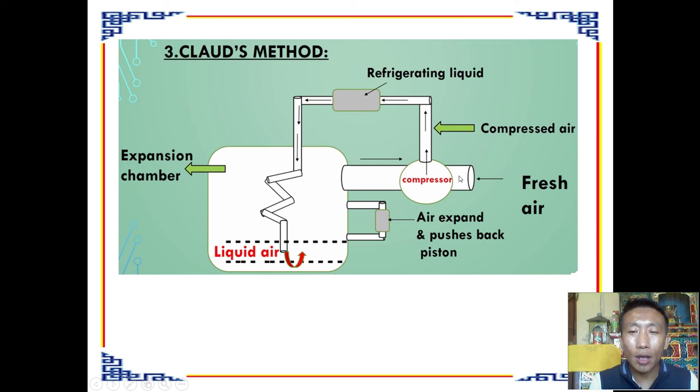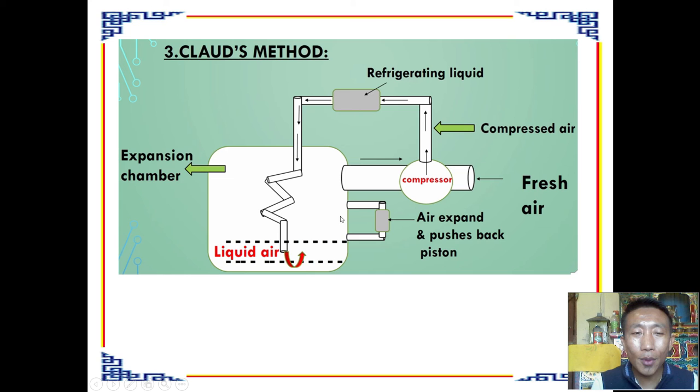Let me explain it once again. As you pass the air into the compressed chamber, the air is compressed, and it is allowed to pass through a very small tube which is connected to refrigerating liquid, and the function of the refrigerating liquid is to absorb the heat. Then this compressed air is passed through a spiral tube and allowed to expand from a small nozzle. And then in the expansion chamber, the pressure is very low.